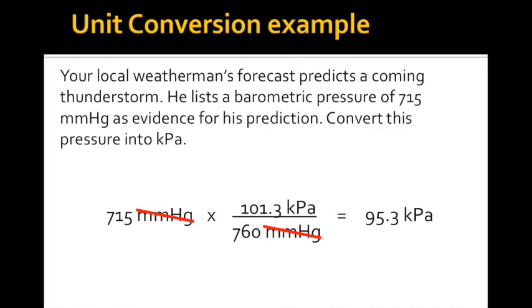So now we take 715 times 101.3 and we divide by 760, and we get our answer as 95.3 kilopascals. It's important to remember that all we did was convert the units from millimeters of mercury to kilopascals. We didn't change the pressure, we didn't change the value of the pressure. 715 millimeters of mercury is the same as 95.3 kilopascals.